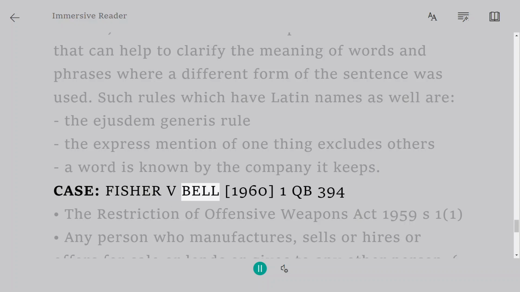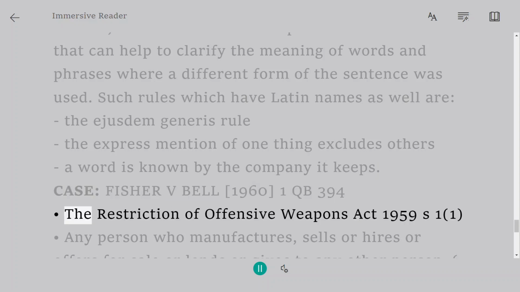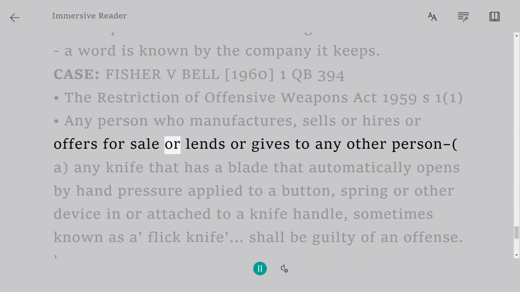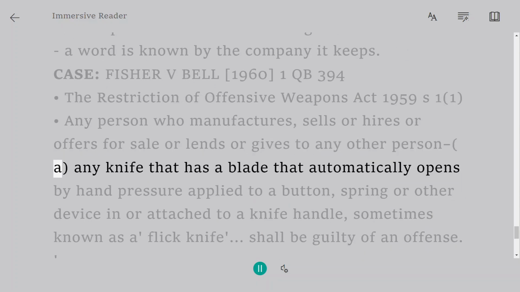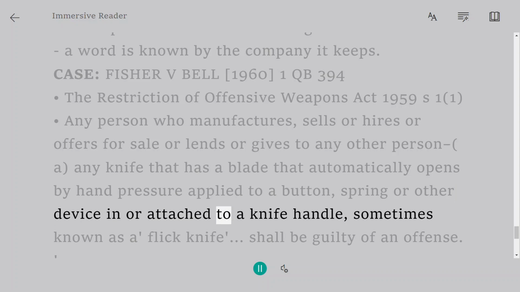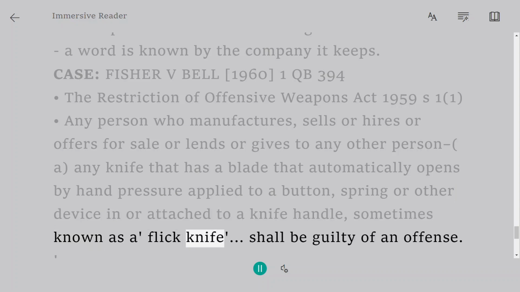Case: Fisher v. Bell, 1960, 1 QB 394. The Restriction of Offensive Weapons Act 1959, S1, 1. Any person who manufactures, sells or hires or offers for sale or lends or gives to any other person any knife that has a blade that automatically opens by hand pressure applied to a button, spring or other device in or attached to a knife handle, sometimes known as a flick knife, shall be guilty of an offense.